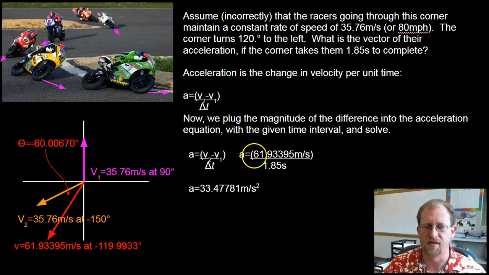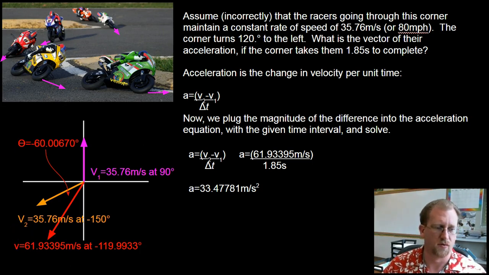So here we go. This is my difference vector, my difference velocity. I have to divide by time. So 61.93395 meters per second divided by 1.85 seconds, that's how long it took them to make the corner, gives me an acceleration of 33.47781 meters per second squared. And that is the same direction. I don't have to do any more direction. This difference velocity is the same direction as the acceleration.